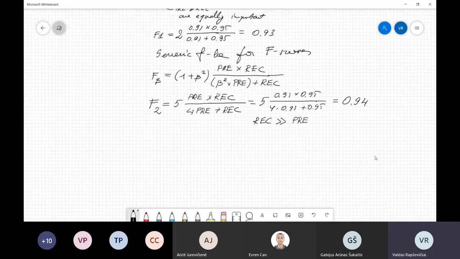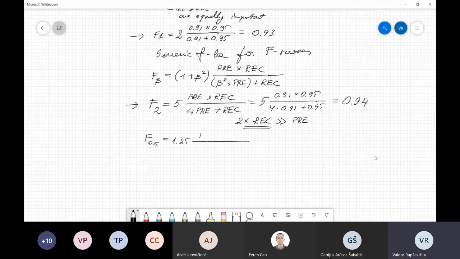Okay. So this is the frequently used metric, F1. This one is frequently used as well when we want to raise the importance of recall. Let's say it's 2 times, right? Recall is more important. And another frequently used metric is F0.5. So now we will have again 1 plus 0.5 squared, this is 1 plus 0.25, divided by precision times recall. And here we have 0.25 precision plus recall.